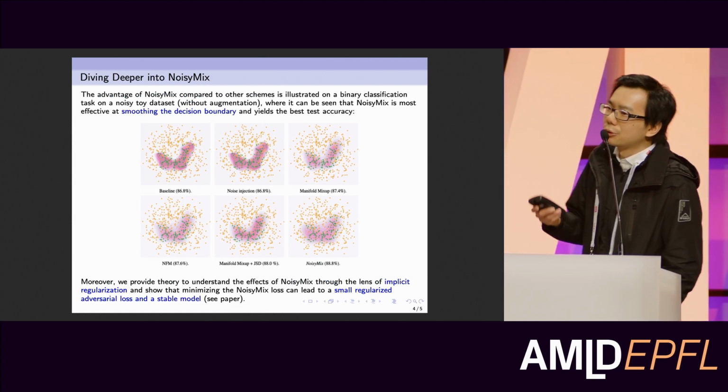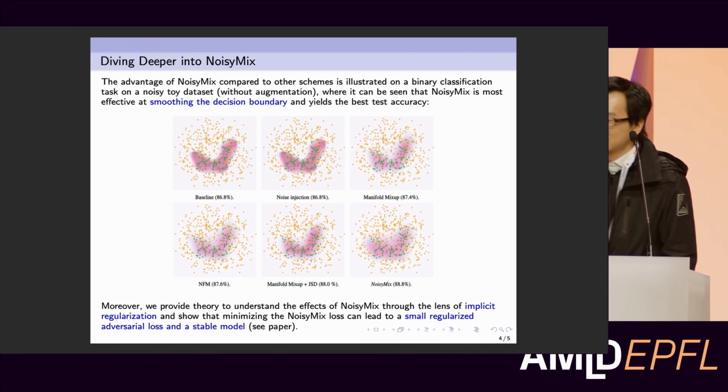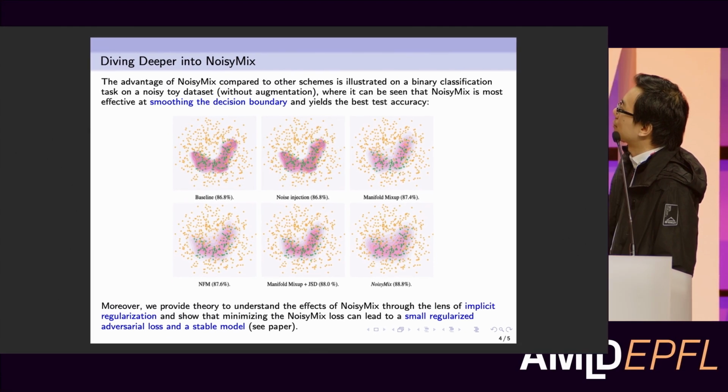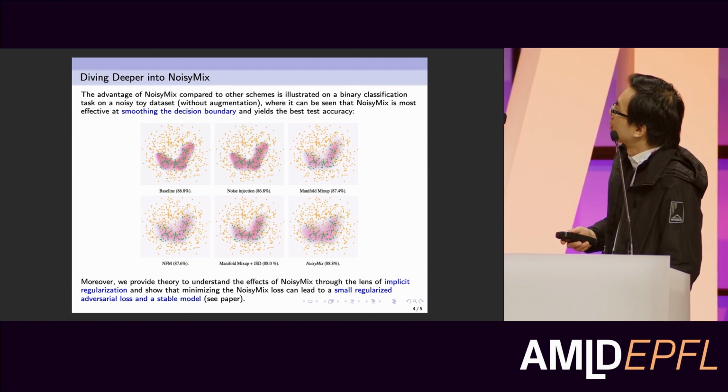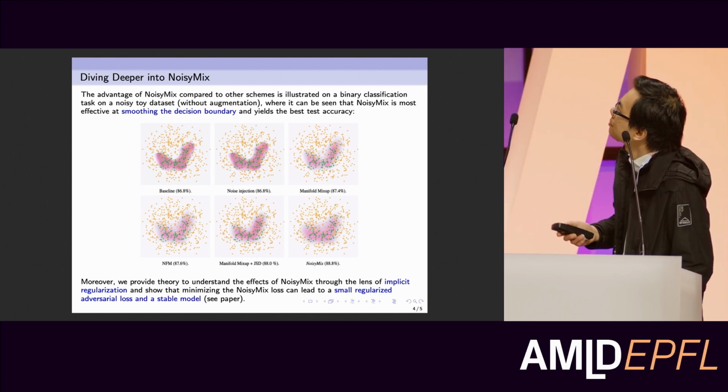So what is the intuition behind this? How come when we just combine these methods, we get something more effective? If you look at this from the lens of implicit regularization, we find that NoisyMix is better at smoothing the decision boundary of the classifier, at least in this toy classification setting, where we had a 2D data set. And in the paper, we moreover provide theory to understand the effects of NoisyMix via this lens. We also have some other theory in the paper that you would like to look at.